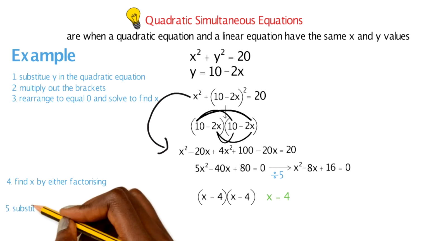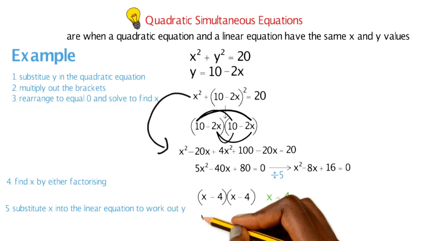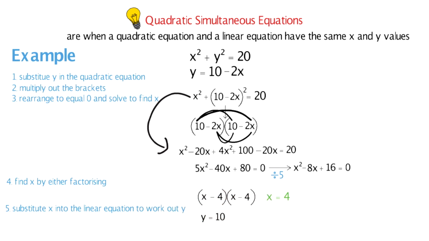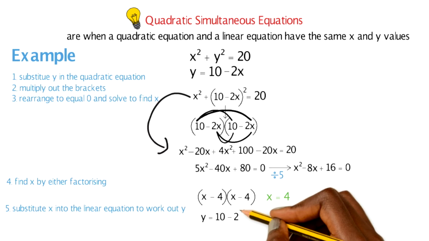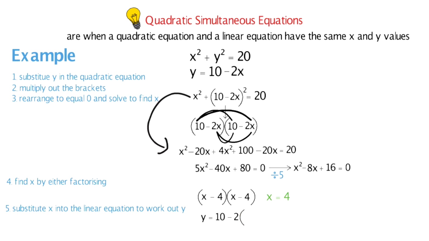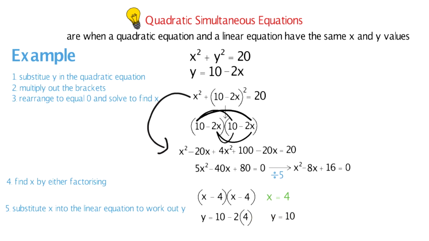Now that we have our x value, we're going to substitute that into the linear equation to work out the y value. So it'll be y is equal to 10 minus 2 times 4, with the 4 in the bracket. And then you're essentially going to do 10 minus 8, which is going to be equal to, see if you can work it out before it comes up on the screen. And so you'd be left with a y value of 2.